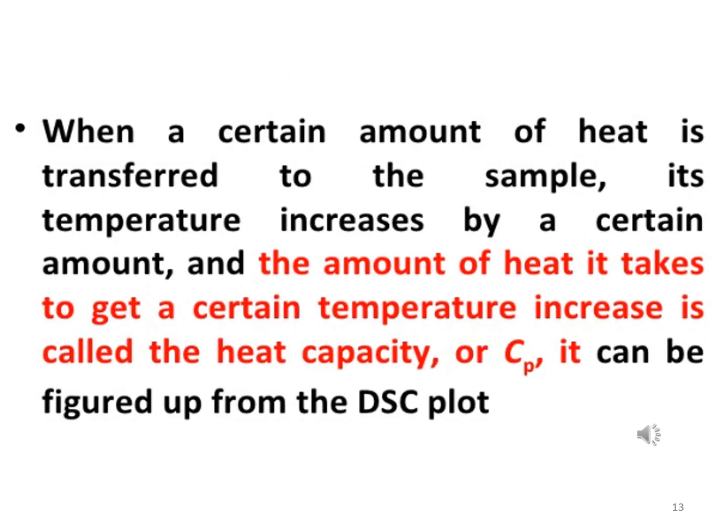Or we can also describe heat capacity like this: when a certain amount of heat is transferred to the sample, its temperature increases by a certain amount, and the amount of heat it takes to get a certain temperature increase is called heat capacity or Cp, and it can be seen from the DSC plot.